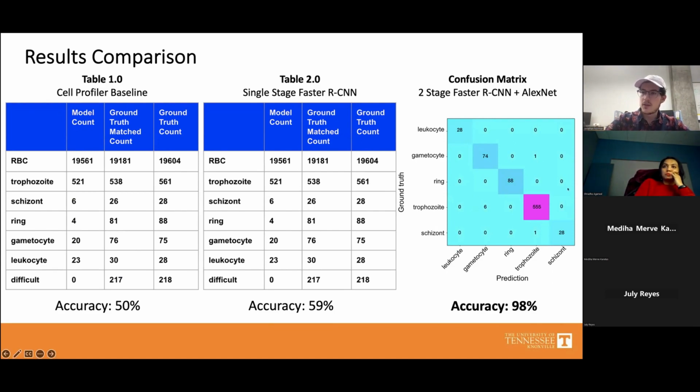But on the right here, this is a confusion matrix. On the middle diagonal, that's what's showing when both your model and your actual result match up. And then the off-diagonal entries are showing where your errors are, like what your false positives are in both models. You can see here that the entries are almost none. This reflects the accuracy of 98% in the two-stage faster RCNN and AlexNet implementation. So this is truly fantastic. This is almost twice as accurate as the most conventional method of doing this.